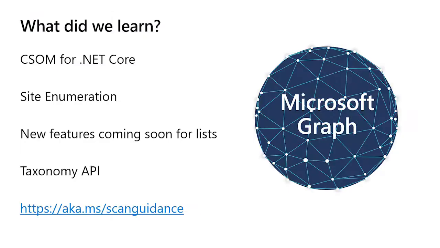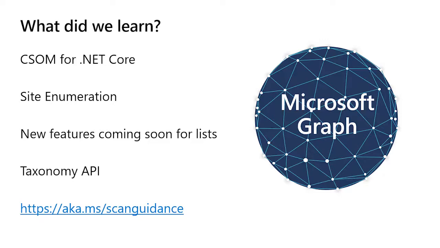All right, taxonomy is out, available in beta. That's great. So let's take a quick recap of what we learned today. CSOM for .NET Core is available. That was one of our top requests on user voice. We're excited that's done, and you can all take advantage of it today. Site enumeration, same thing, a very top request from a lot of people over the years on a consistent, performant way to do that, and we're glad that API is now available for you to use.